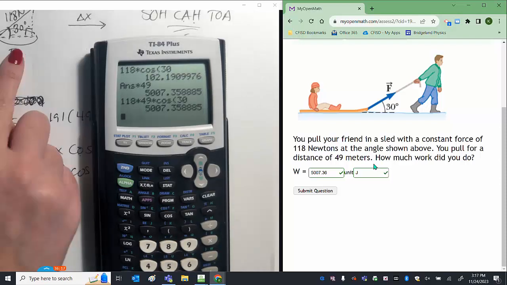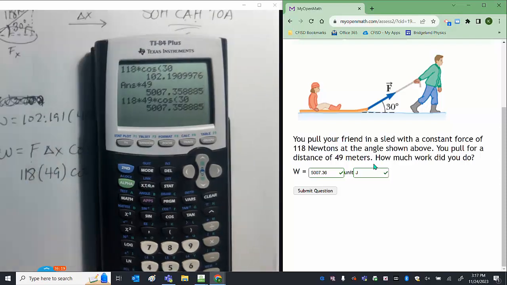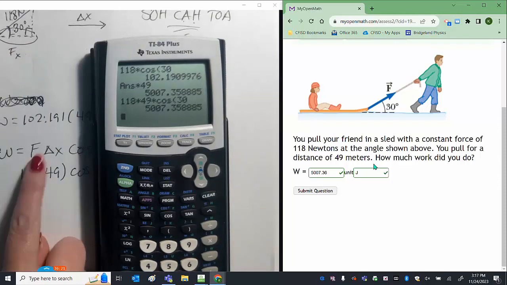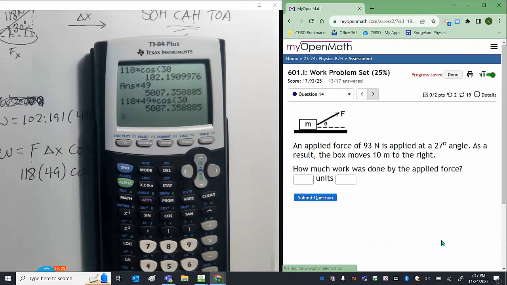Okay, so you can do it either way. You can start by solving for the component and then use that component with the displacement, or you can just use that dot product equation that you learned in class.